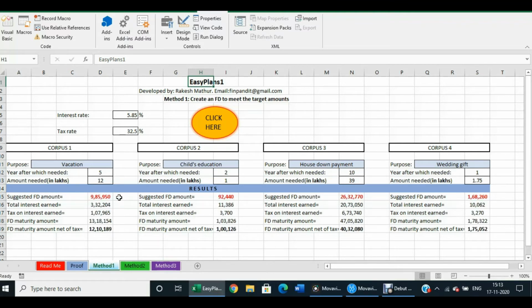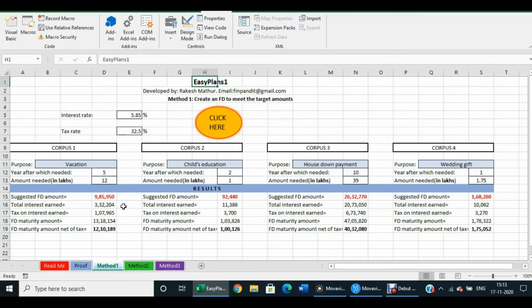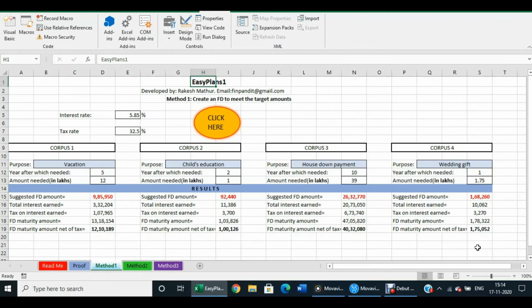For the first corpus, we need an FD of 9,85,950. The total interest that will be earned will be 3,32,204. We shall be paying a tax on the interest earned of 1,07,965 rupees, and the FD amount maturity net of tax will be 12,10,189, close to what we need. So on for all the 4 corpus.